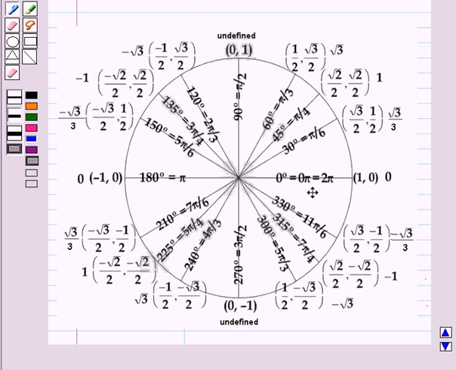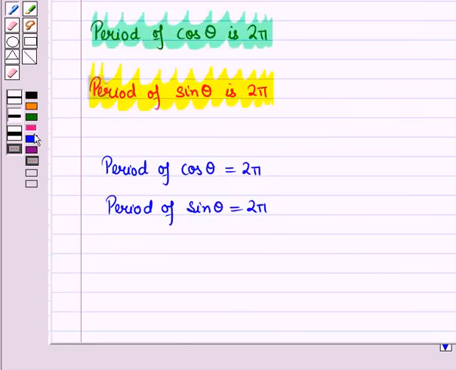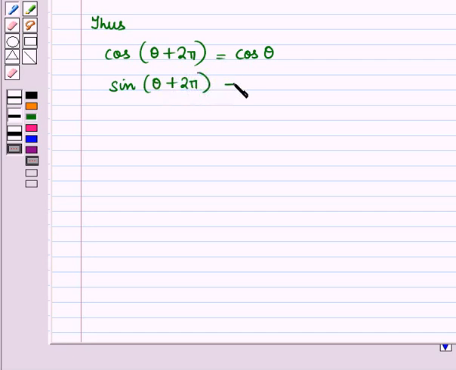So, we see that values of tan theta start repeating after pi. So, period of tan theta is equal to pi. Thus, cos of theta plus 2 pi is equal to cos theta. Sine of theta plus 2 pi is equal to sine theta. And tan of theta plus pi is equal to tan theta.